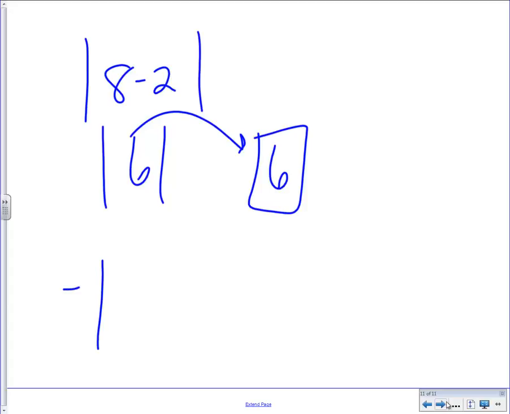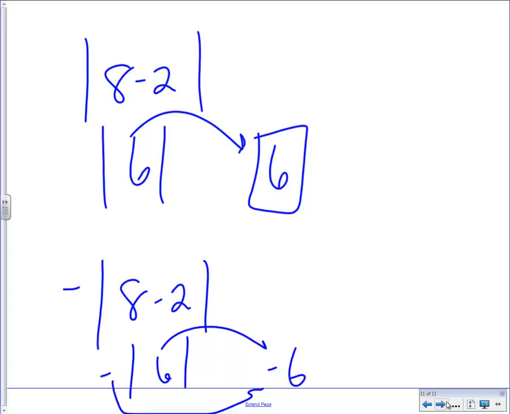What if I have negative absolute value of 8 minus 2? I do the math, and I get 6. When 6 comes out, it stays 6, but this negative gets applied, and so -6 is my final answer. So I want you to see if there's a negative on the outside, it does change your final answer. All right, that's all I have for this section.